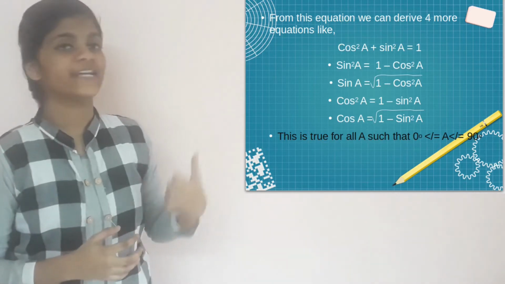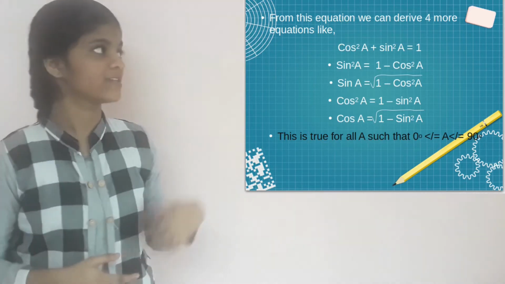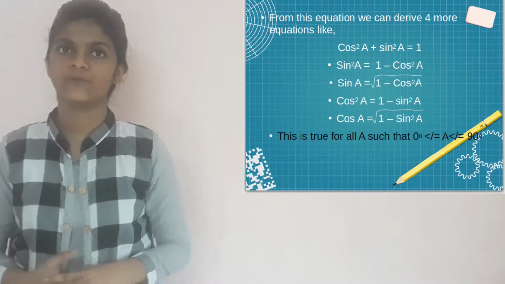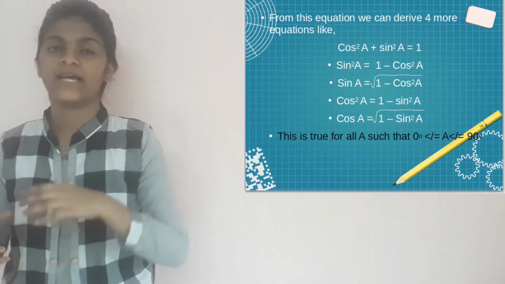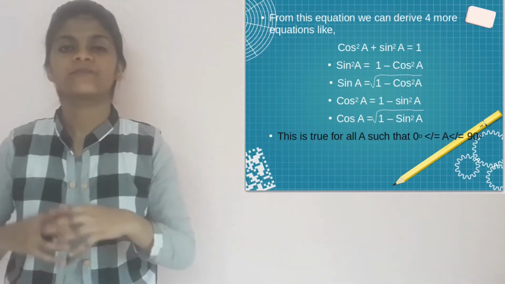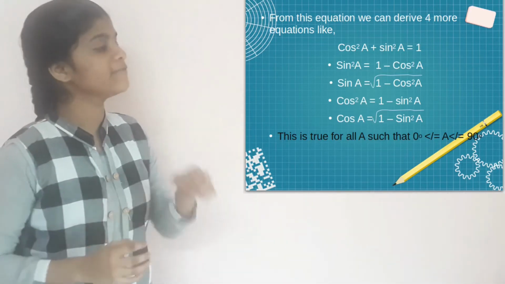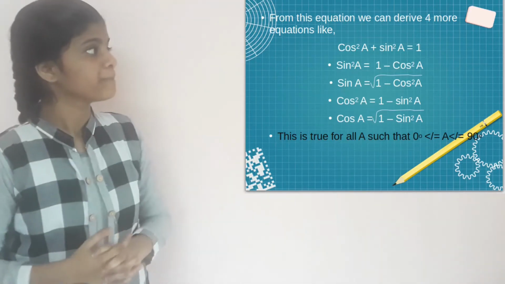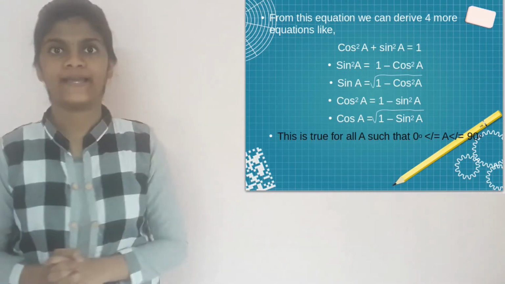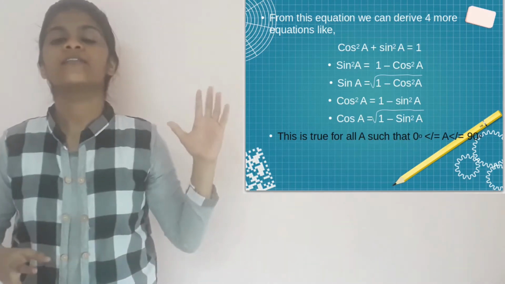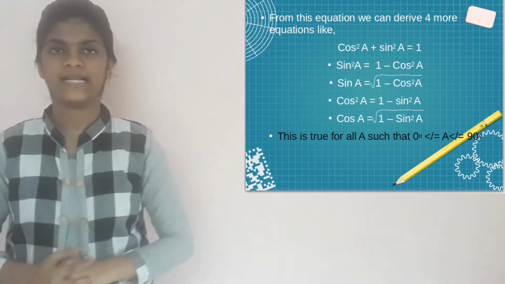Now let us move sin square A from the left hand side to the right hand side. So the equation again changes to cos square A is equal to 1 minus sin square A. Plus sin square A, as it is moved to the other side, becomes minus sin square A. Now again, if we move the square from cos square A, it becomes cos A is equal to root of 1 minus sin square A. Now here are the four equations from the first identity.